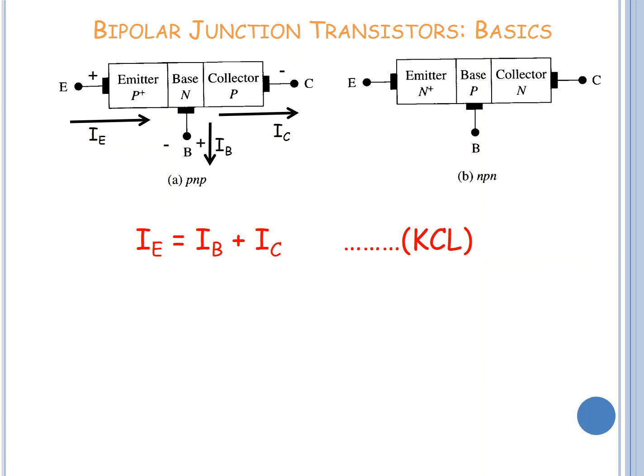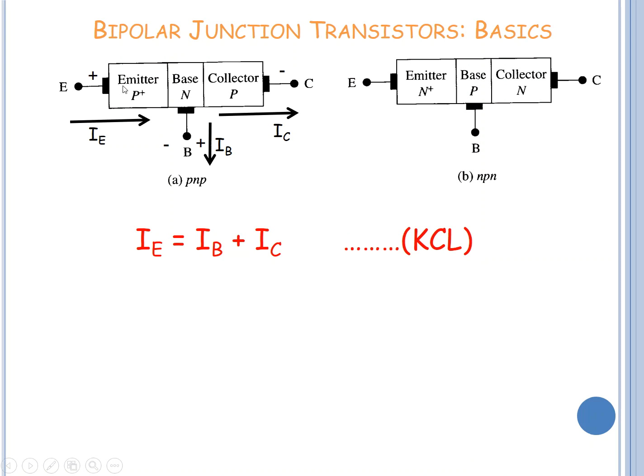If we apply Kirchhoff's current law, then emitter current is equal to base current plus collector current. Basically, if I repeat the transistor operation, we see that in the common base transistor, the base is shared between the input and the output. So input is taken between the emitter base junction, and the collector base junction is used for the output.